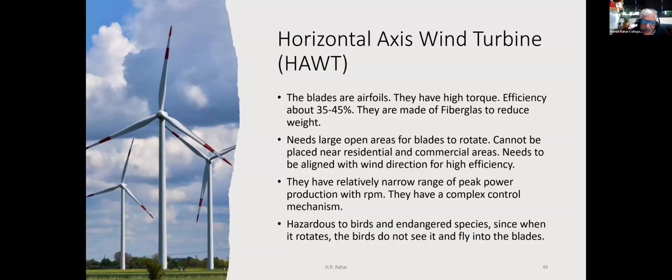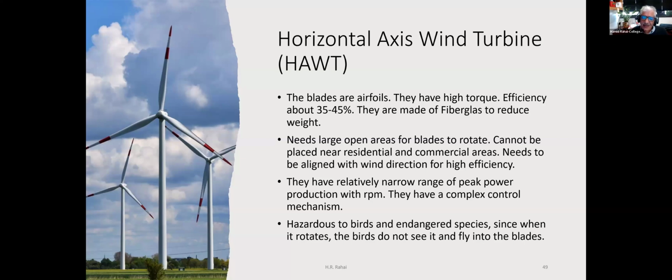Basically, for the horizontal axis wind turbine, the blades are airfoils, they have high torque, and efficiency of 35 to 45%. They're made of fiberglass to reduce weight. There is an issue with recycling fiberglass right now, and research is going on to come up with a way to recycle the blades once they are decommissioned. They need a large open area for the blades to rotate, cannot be placed near residential and commercial areas, and need to be aligned with wind direction for high efficiency.